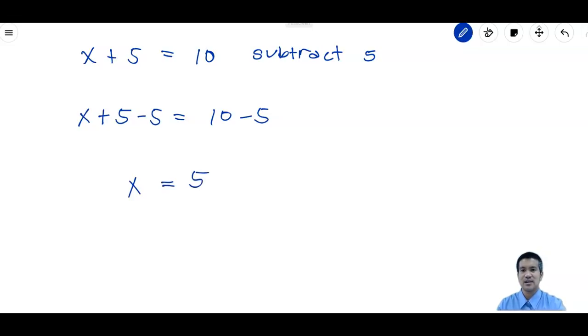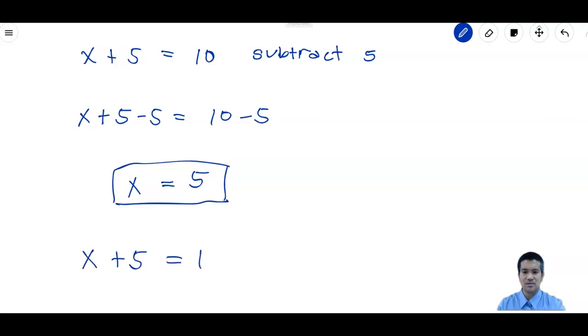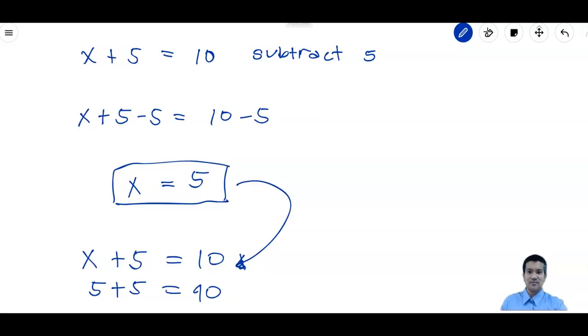When you're going to check, again, go back to our checking. So therefore we'll let x equal 5. So therefore x plus 5 equals 10. So 5 plus 5 is equal to 10. So therefore, when you check that one, if the two sides of the equation are equal, then the value of x is correct.